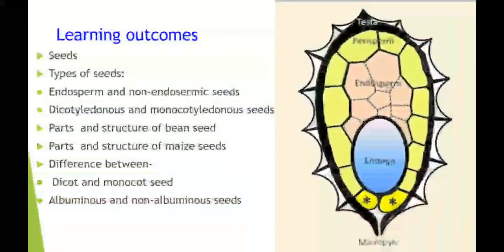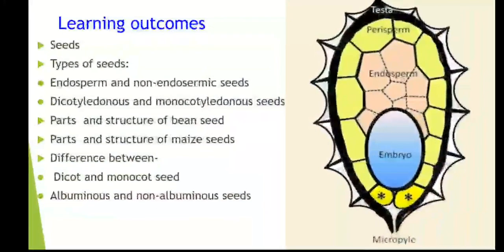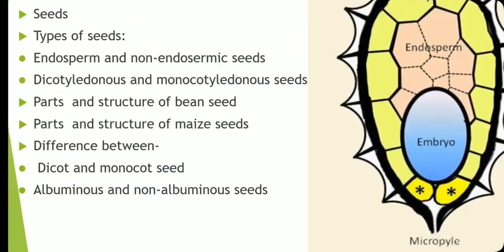So here you can see these are the learning objectives of this video lesson. Seed and types of seeds. So there are two categories in which the seeds can be divided. First one is endospermic and non-endospermic seeds. The second one is dicotyledonous and monocotyledonous seeds. Parts and structure of bean seeds and maize seeds, then differences between these two.